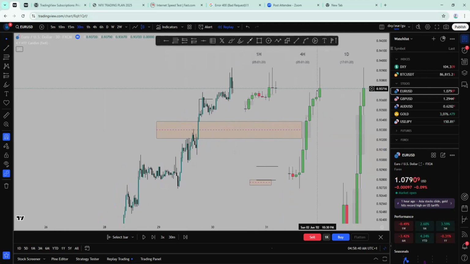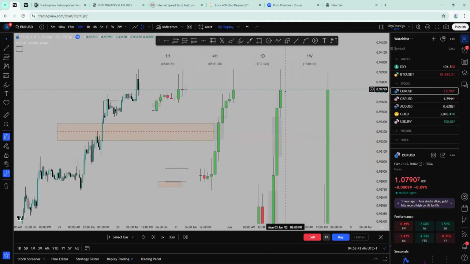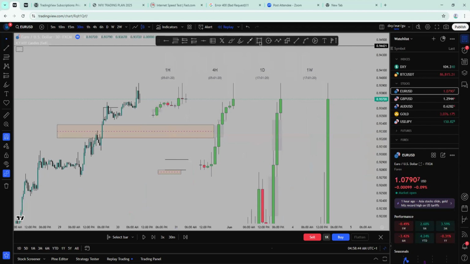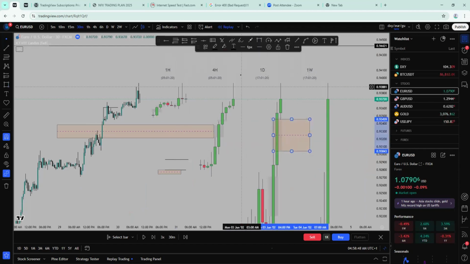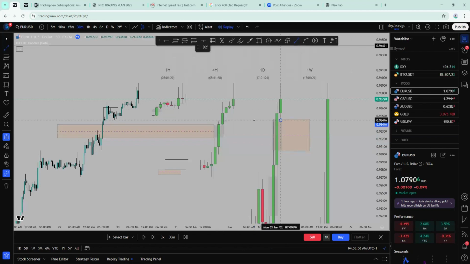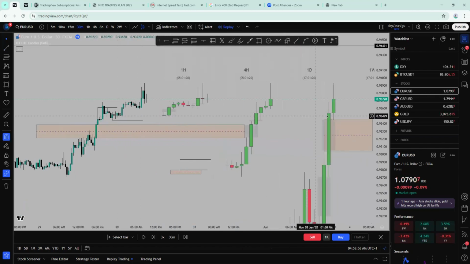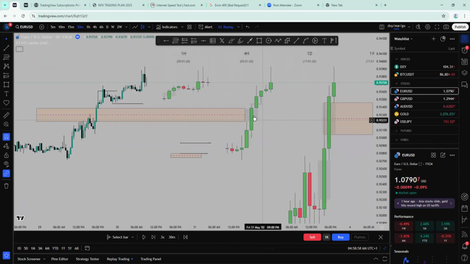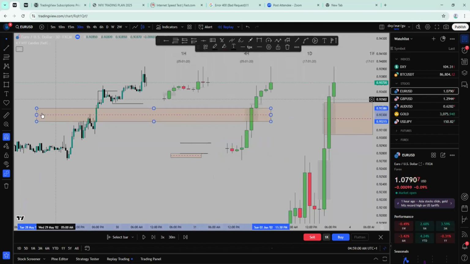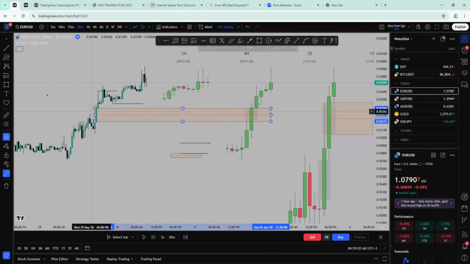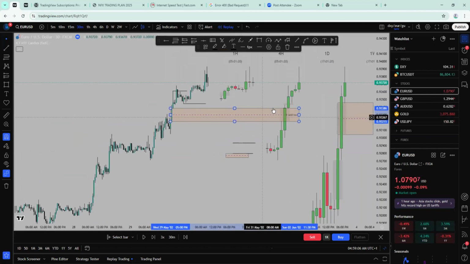Okay, no clear pullback yet. Your daily is now also forming a fair value gap here. So later on, we might want to see price drop back down to take out this low here, which is a fair value gap on the daily, which is also lining up with the fair value gap on the 4-hour time frame. So we can have that waiting right there for us.